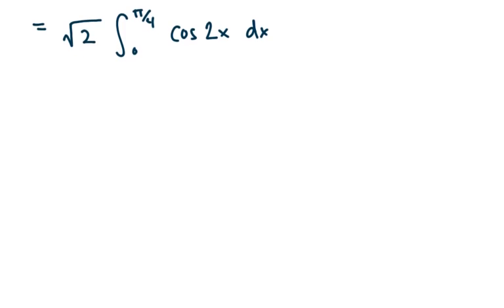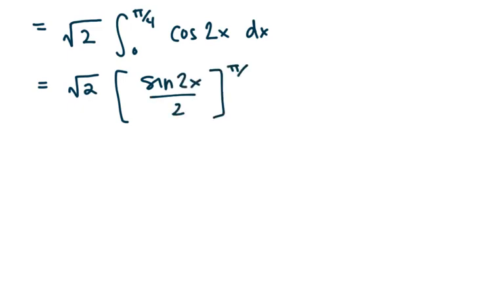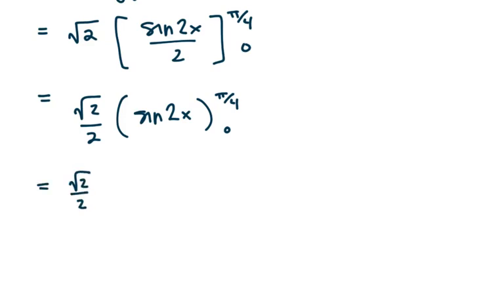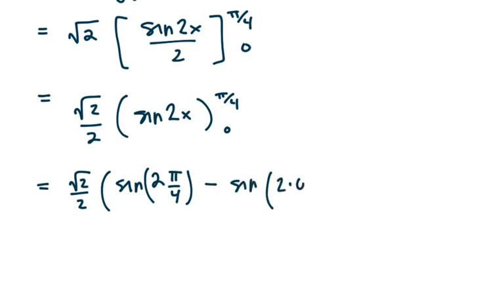Integrating cosine is going to give me sine. Because I've got that coefficient 2, I will divide by 2. So this is sine of 2x over 2, and that would need to be evaluated between pi over 4 and 0. Square root of 2 over 2, sine of 2x from pi over 4 to 0, plugging in pi over 4. I've got sine of 2 times pi over 4 minus the sine of 2 times 0.